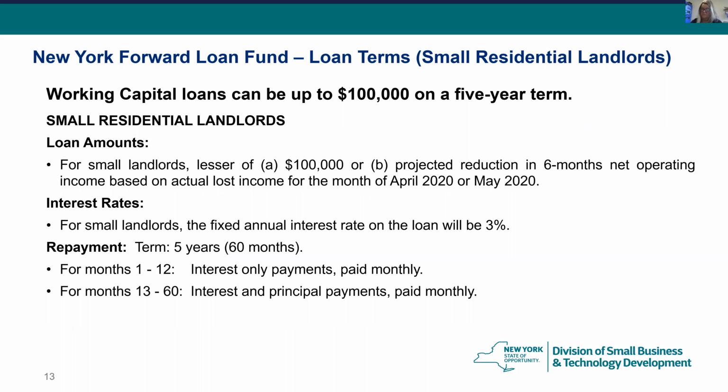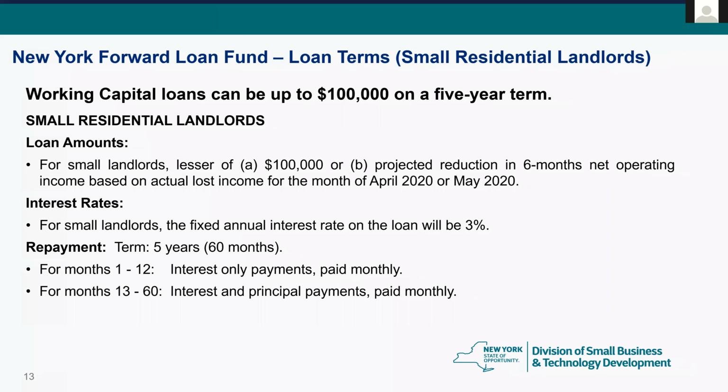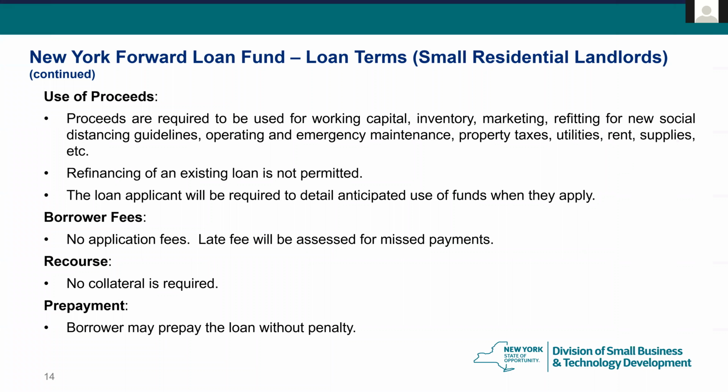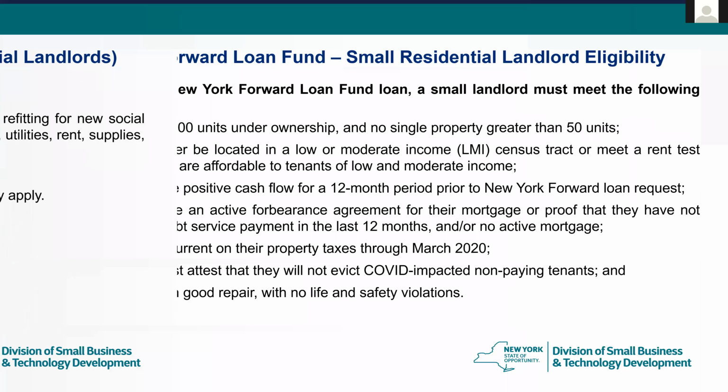So for small landlords, they have the same fixed interest rate of 3%, the same repayment terms, 5 years, interest only for the first year, interest and principal for the remaining 4. The same use of proceeds, again, can be used for anything except for refinancing existing debt, really. Most small landlords are going to use it for maintenance, property taxes, utilities, supplies, things like that. Loan applicants, of course, are going to be required to detail their anticipated use of funds. There are no application fees, there can still be late payment fees, but no collateral requirements, and the borrower can always prepay if they feel they can without penalty.